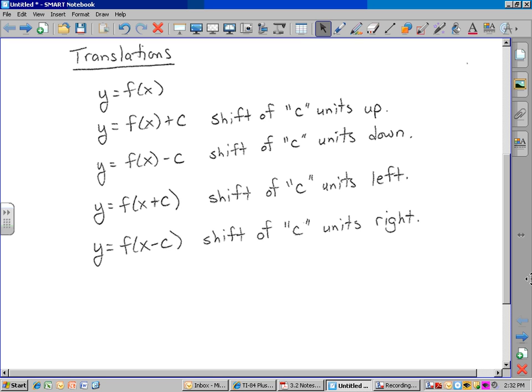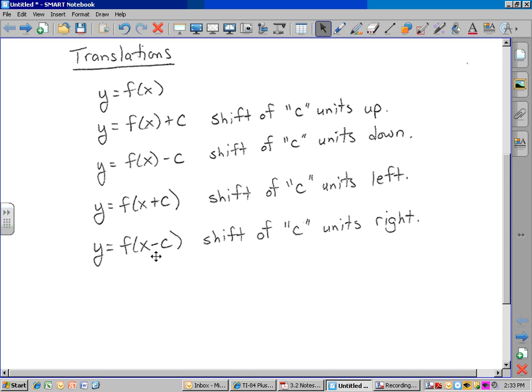Translations, again, we're using y equals f of x. If you add a positive value, c is some positive number, then it will shift the graph up c units. If you subtract from the original function, then it will shift down. What if you add a positive number inside of the function? Okay, there's a little trick. When you're inside of the function, you do the exact opposite. So instead of it going to the right, as you think it would, it actually will go left, as stated.